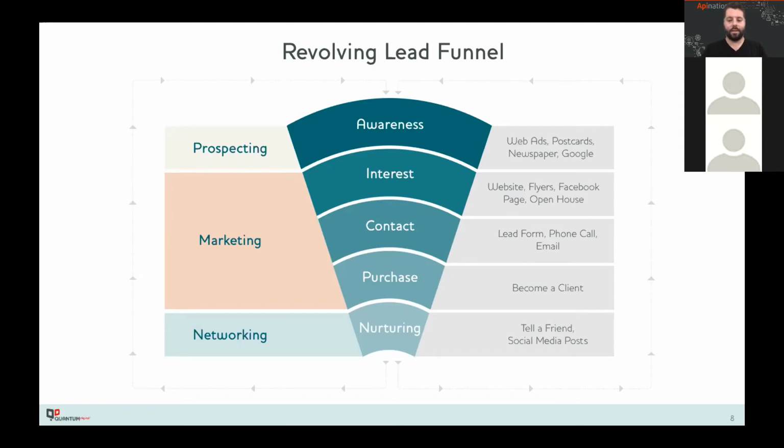So any questions on that? I know I just did a whole lot of words about sales funnel, but.